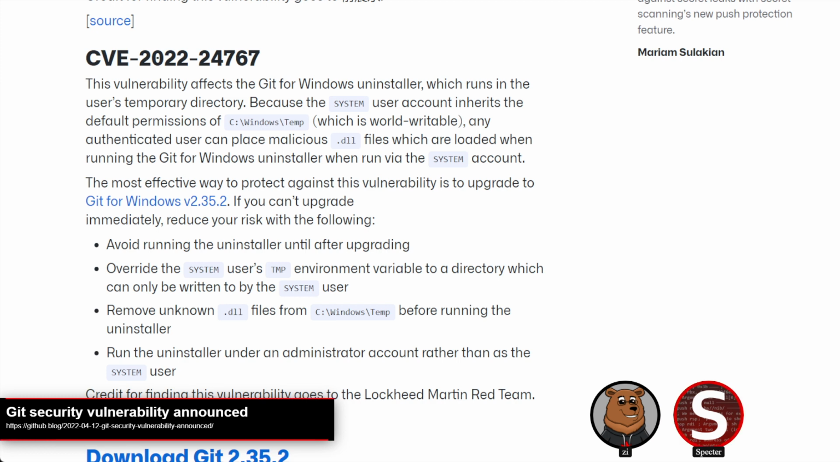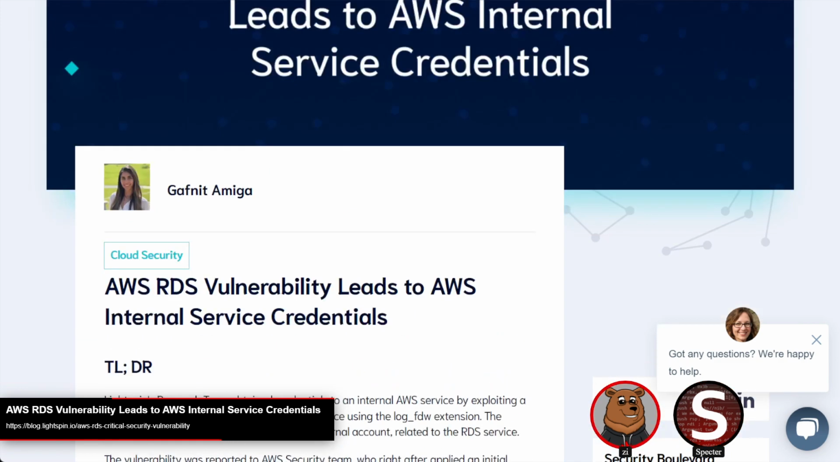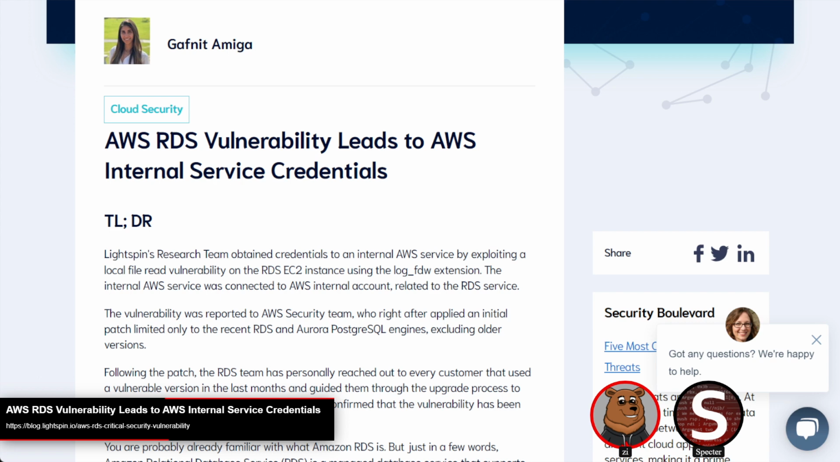All right, so with that said, we'll get into our second topic here, which I'll let Z get into. Yeah, and this one is, as the title says, about AWS Relational Database Service, and they have a vulnerability that leaks the credentials for an internal service. They don't go into the details about what the internal service does. They just happen to be able to read credential files, and they see that it's some internal AWS service. Not sure where they'd go from there, but that in itself is a bit of a claim.